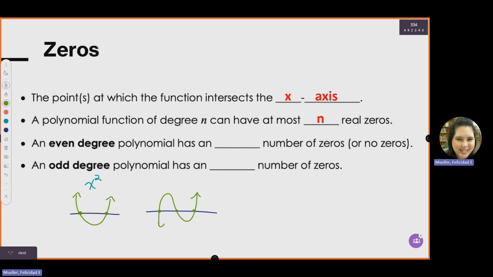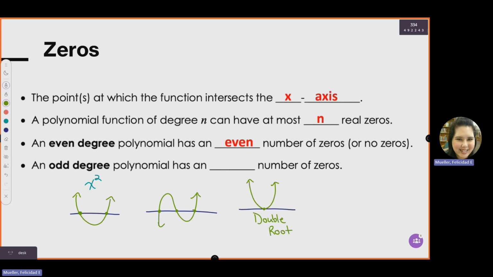An even degree polynomial is going to have an even number of zeros. This is going to include what we call a double root. And again, I'm going to use quadratic as an example. So if you recall, sometimes our vertex was on the x-axis. So this counts as a double root. So it is going to count twice. And that is the same thing even on odds.